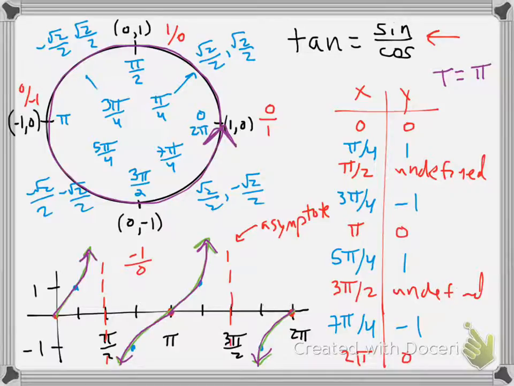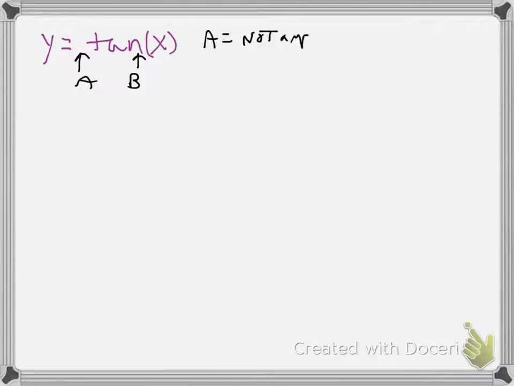So let's kind of go into some generalities here. Y equals tangent of x, the parent function. So just like sine and cosine, it's going to have an a value out here in front and a b value out in front of your x. What they mean is slightly different. The a value for tangents, I call it my not amplitude.